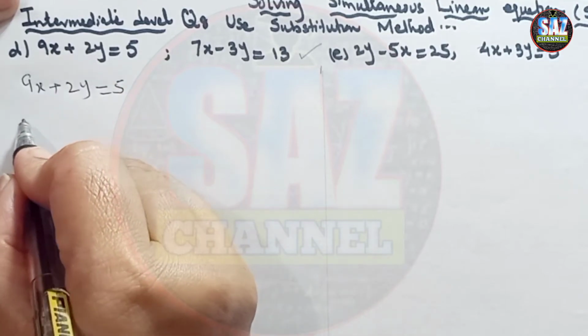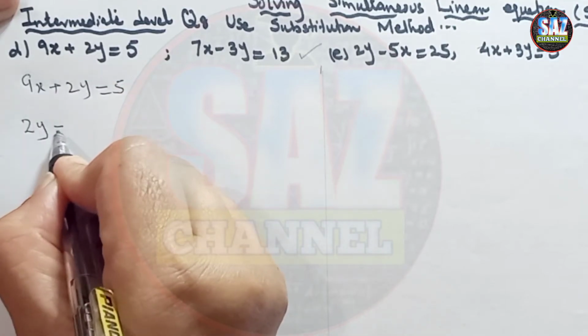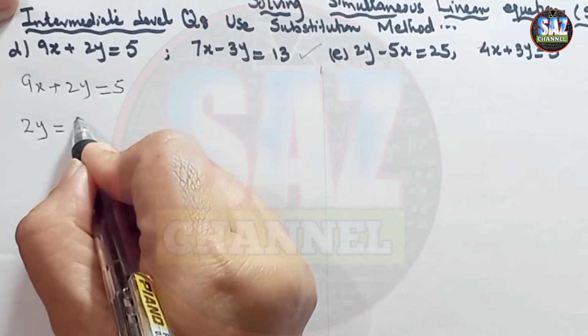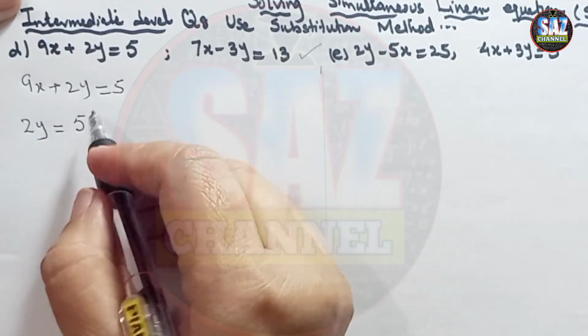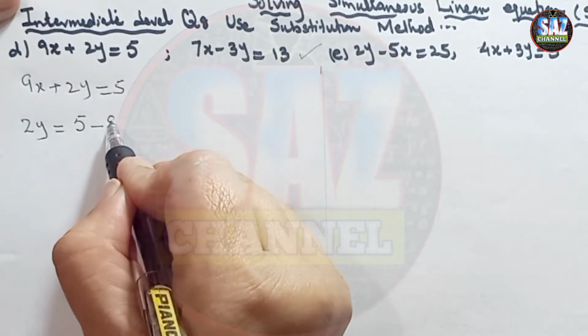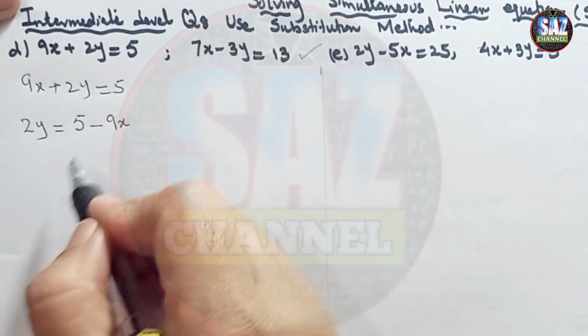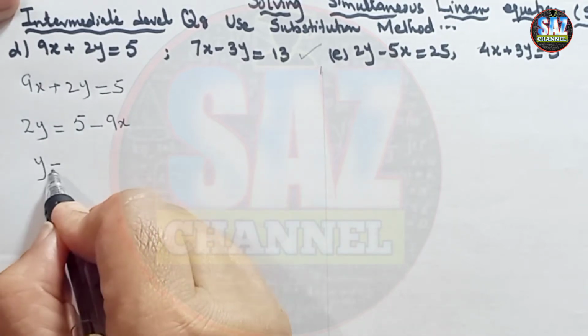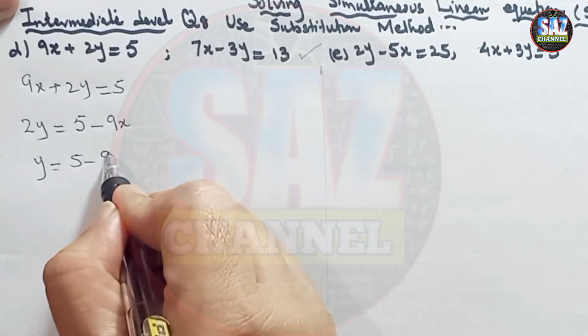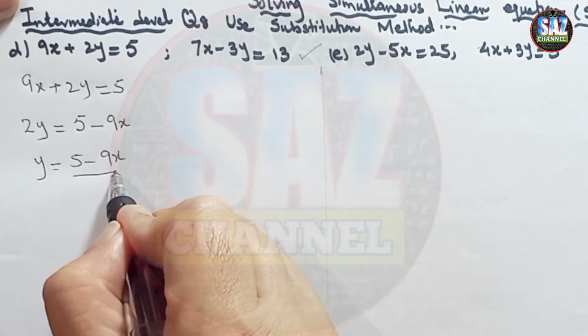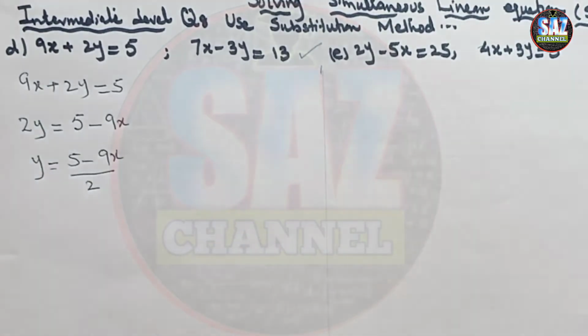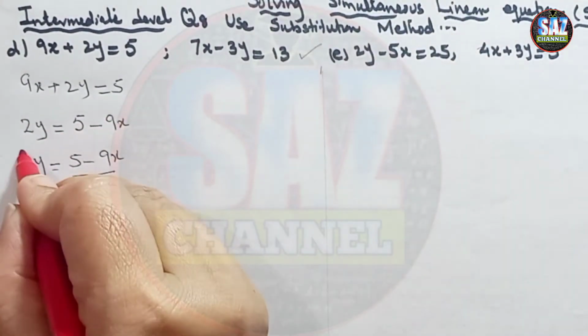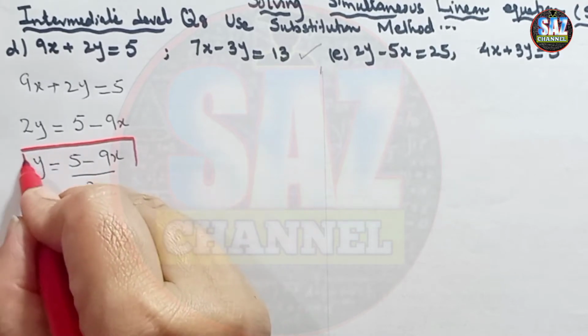Equation will take the form 2y equals to, is your choice. You can make any one of the letter the subject of formula. 5 minus 9x, or y will be equal to 5 minus 9x by 2. Now let me block this answer because we have to use this answer in the further simplifications and calculations.